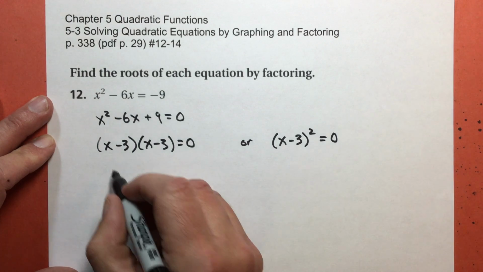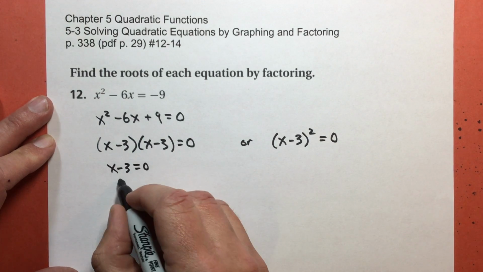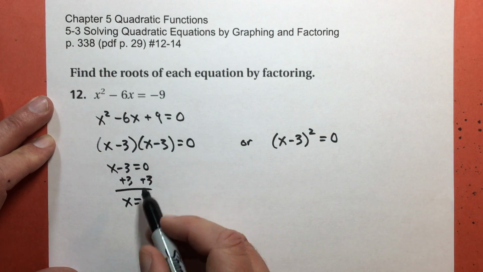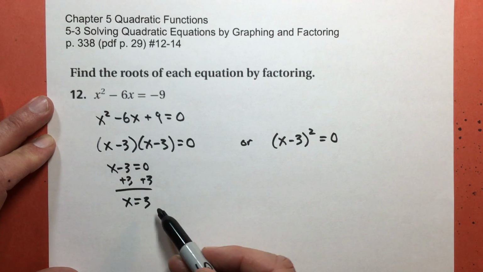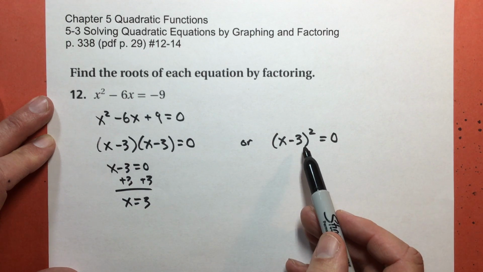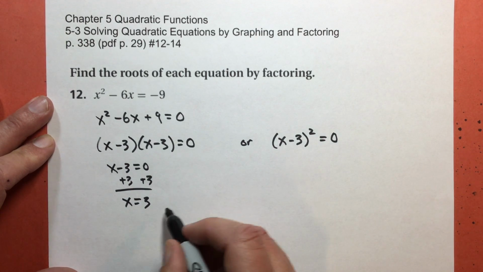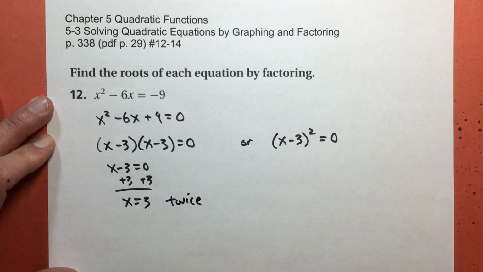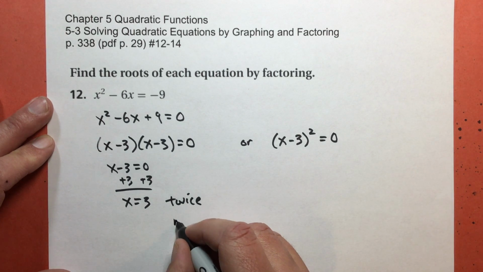Watch what happens. x subtract 3 equals 0. I'm going to add 3 to both sides, and I get x equals 3. I'm going to duplicate that same thing if I solve this part, or I just do it once over here. What this means is that I get x equals 3 twice. Remember, you always get two roots, in this case, or zeros. You always get two. Sometimes you get the same thing twice. We call that a multiplicity.